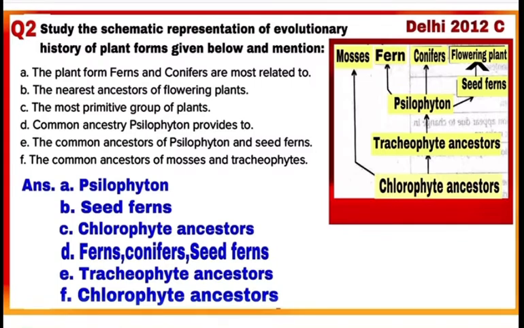Xylophyton is the common ancestor of ferns, conifers and seed ferns. E part. The common ancestors of Xylophyton and seed ferns, tracheophyte ancestors are the common ancestors of Xylophyton and seed ferns. F part. The common ancestors of mosses and tracheophytes, chlorophyte ancestors are common ancestors of mosses and tracheophytes.